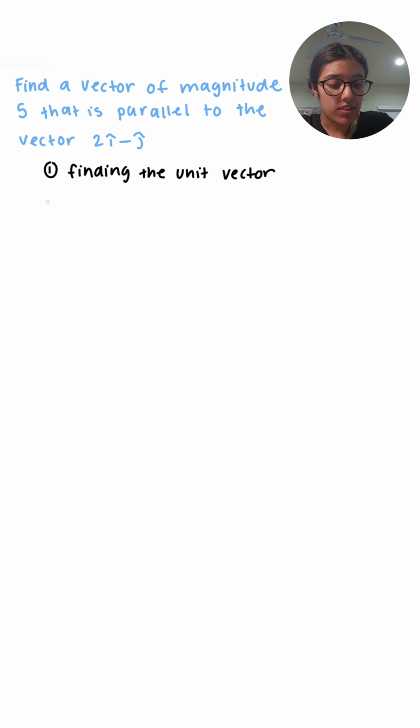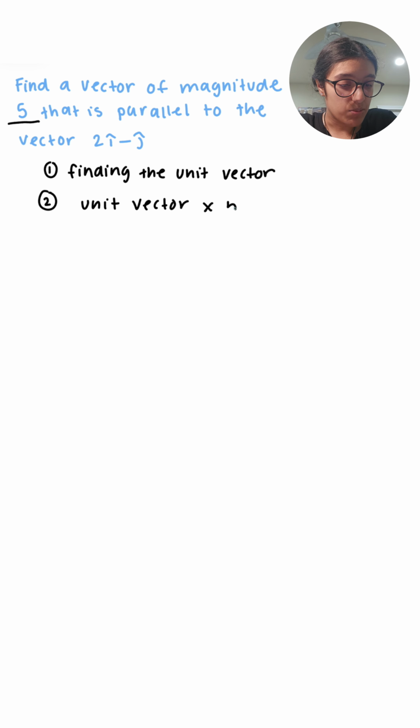And the second step of the solution is multiplying that unit vector by 5, because we know the magnitude of our final vector is going to be 5, right? That's what the question is asking us for. Find a vector of magnitude 5. So we're just going to multiply the unit vector, which always has a magnitude of 1, by 5, and that is just going to give us our answer. So the main part of this is just finding that unit vector.